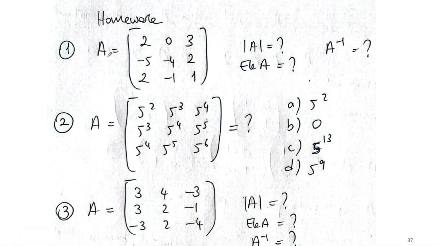We have again some practice questions for you. I have written this as homework, but you can consider this as an exercise and try to answer these questions, like calculate the determinant of this A, calculate the adjoint matrix A, find the inverse, and in the second question you should choose the right answer out of these choices. The third one again calculates similarly like the first one. Do these calculations one by one for the given matrix A.